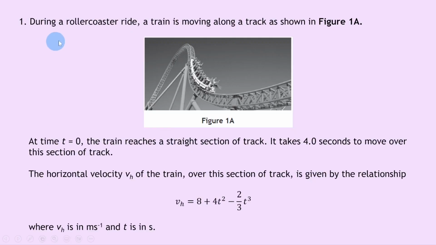Now question 1 says, during a roller coaster ride, a train is moving along a track as shown in figure 1a. So there's figure 1a there, and at time t equals 0, the train reaches a straight section of track. It takes 4.0 seconds to move over this section of track. The horizontal velocity Vh of the train over this section of track is given by the relationship Vh equals 8 plus 4t squared minus 2/3 t cubed, where Vh is in meters per second and t is in seconds.